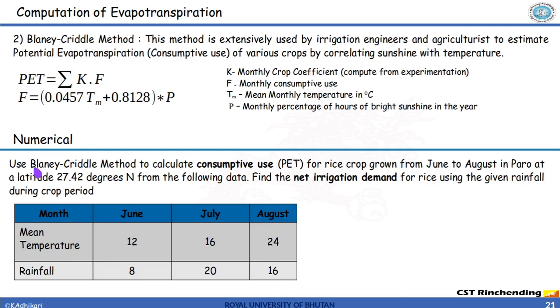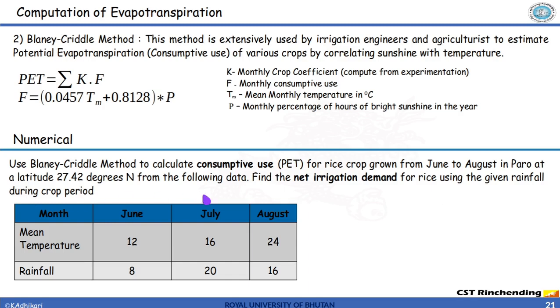The question states, use the Blaney-Criddle method to calculate consumptive use, that is PET, for rice crop grown from June to August in Paro at latitude of 27.42 degrees north from the following data. Find the net irrigation demand for rice using the given rainfall during the period.